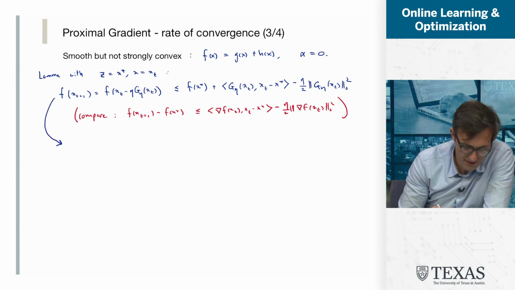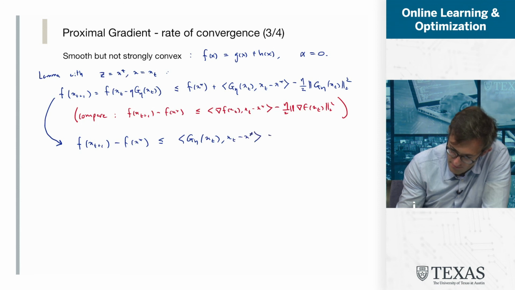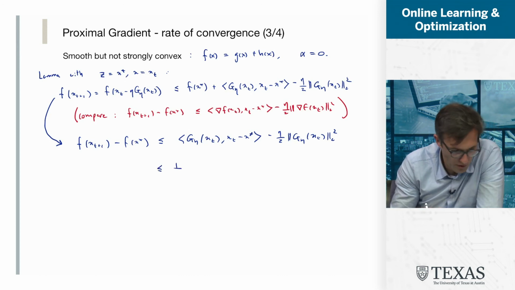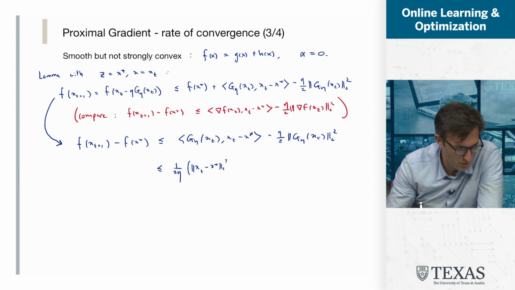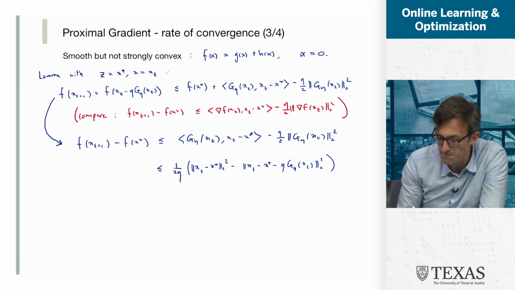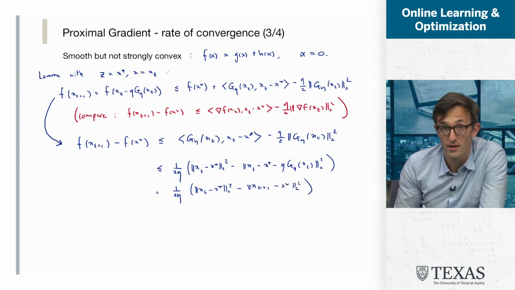Okay, so continuing, what we find is that f of xt plus 1 minus f of x star, I'm just rewriting this, is less than or equal to g eta of xt times xt minus x star minus eta over 2 g eta of xt squared. This is, in turn, less than or equal to 1 over 2 eta, same exact game with the quadratic that we've seen many, many times before at this point, xt minus x star squared minus xt minus x star minus eta g eta of xt squared. But what is xt minus eta g eta of xt? It's just xt plus 1. This is equal to 1 over 2 eta times xt minus x star squared minus xt plus 1 minus x star squared. And we're back with our friend, the telescoping sum.